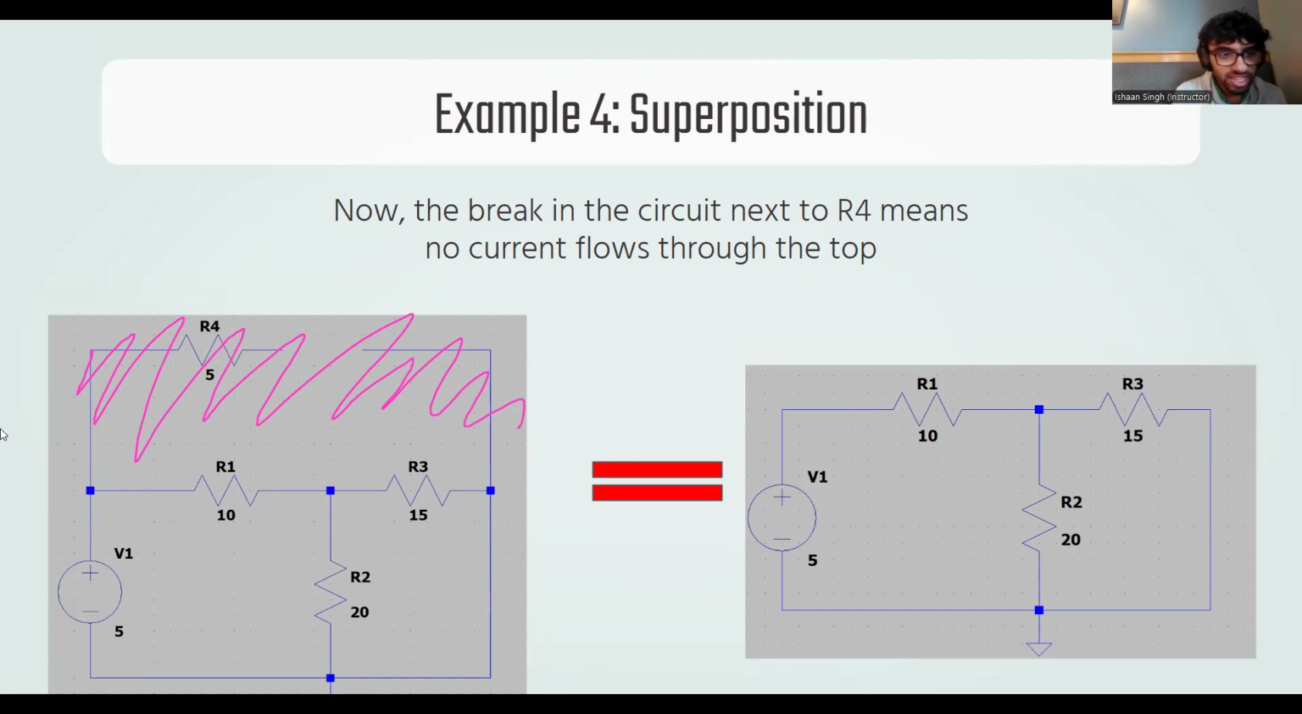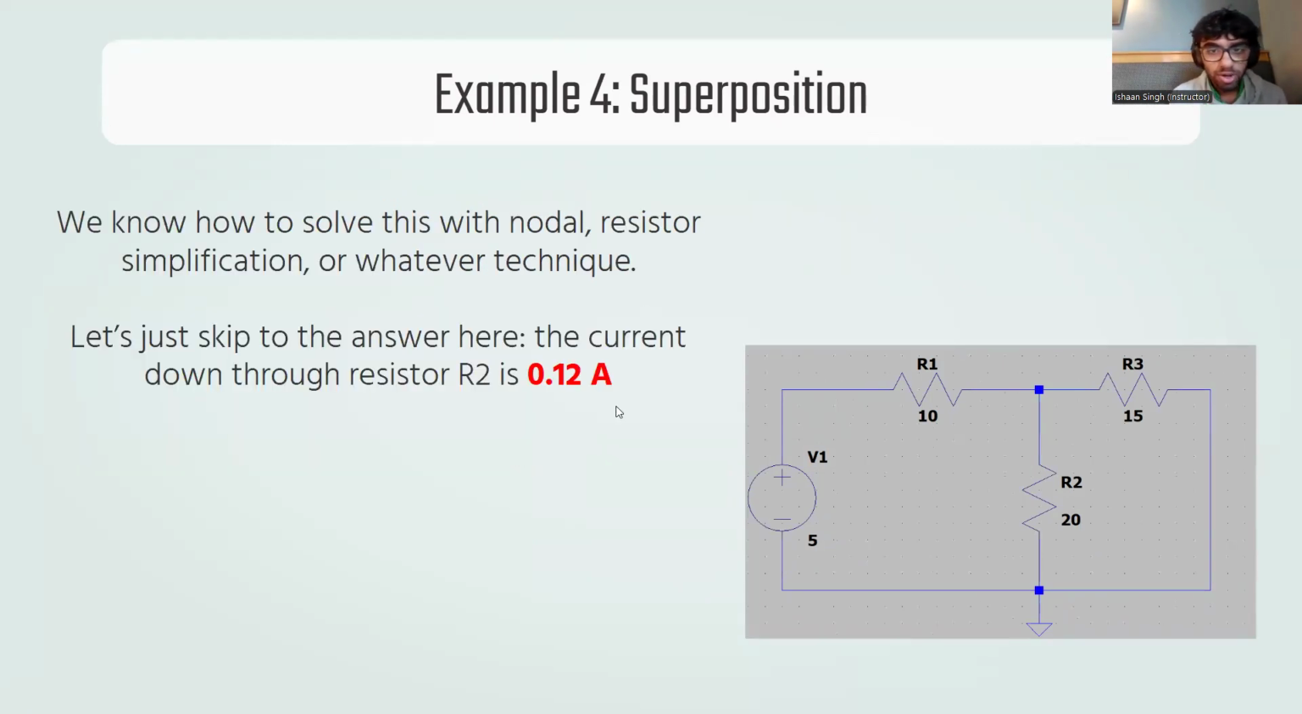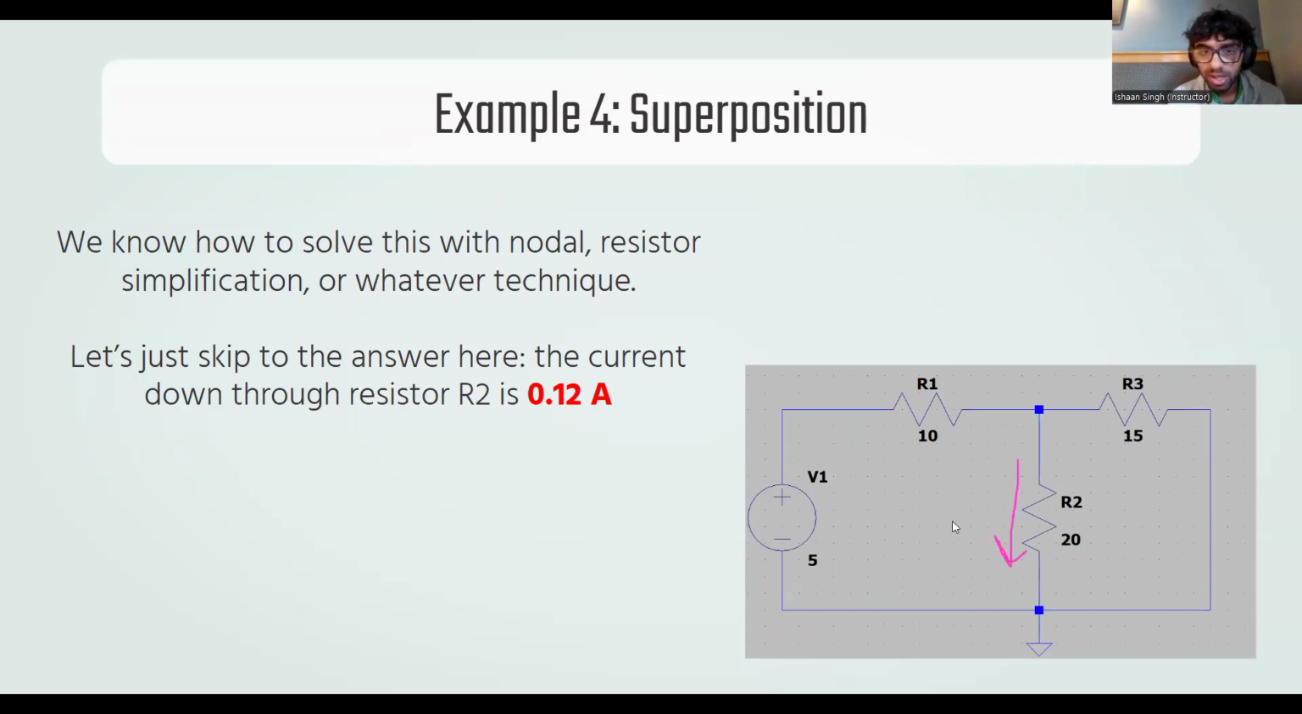And that bottom part's a very easy circuit to analyze. We know we can simplify resistors, we can use nodal, we can use mesh, whatever we want. We're not going to do that here. I'm just going to give you the answer. The current through the resistor going down in this smaller circuit is 0.12 amps. So the current that V1 sends through that resistor is 0.12 amps. V1 alone does that. Okay.